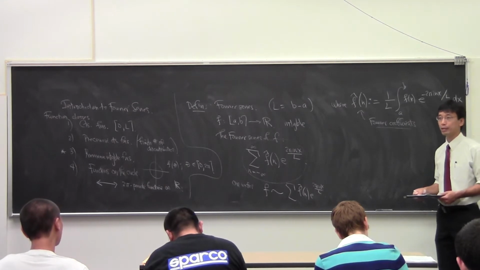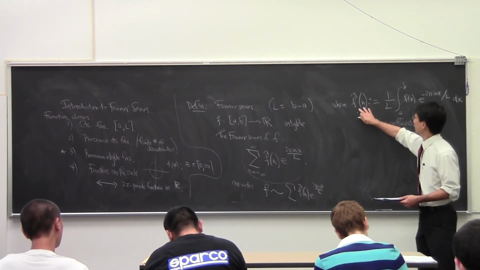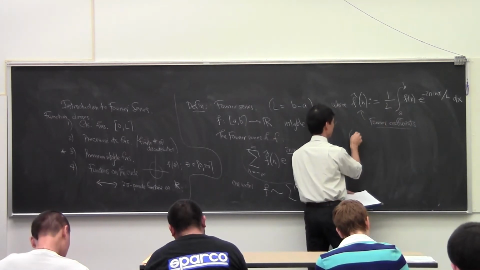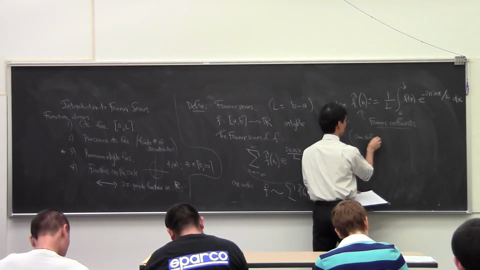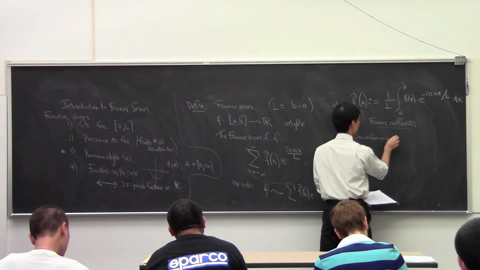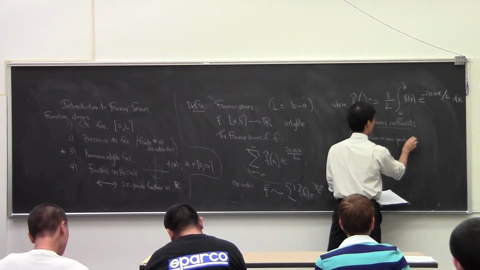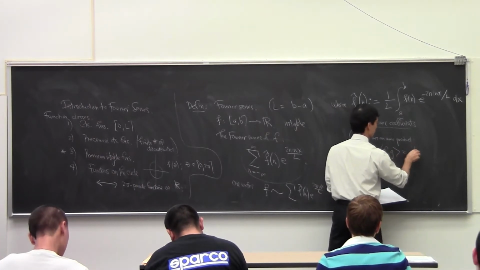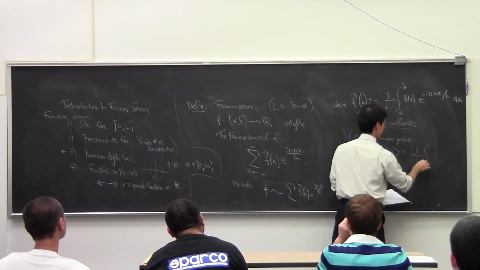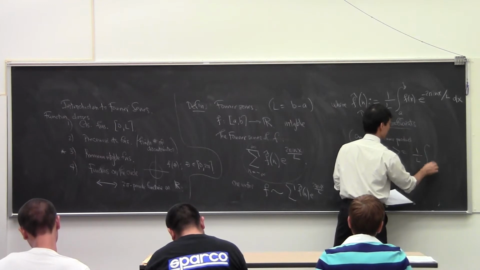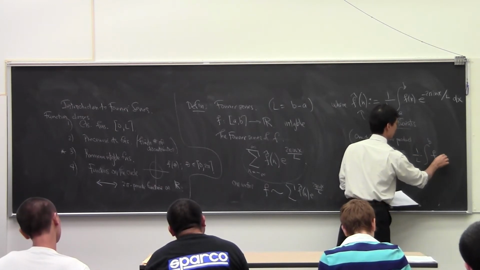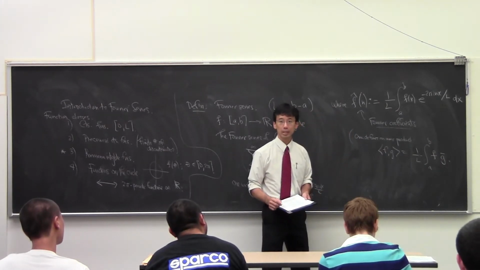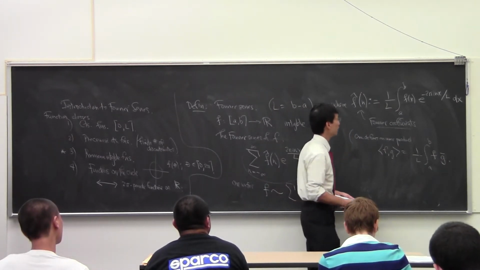Okay, and remember last time the analogy between Fourier analysis and linear algebra. If we define an inner product, right? So one defines an inner product: f against g is 1 over L, the integral from a to b of f against g bar, right?